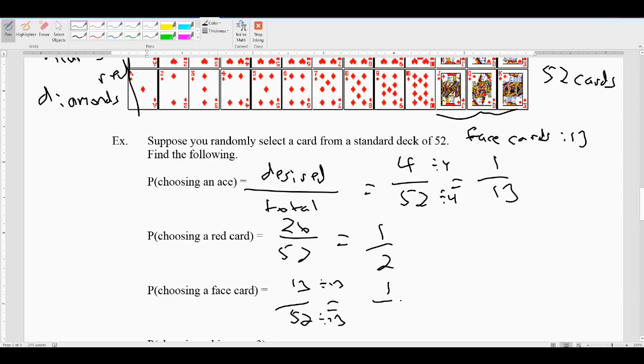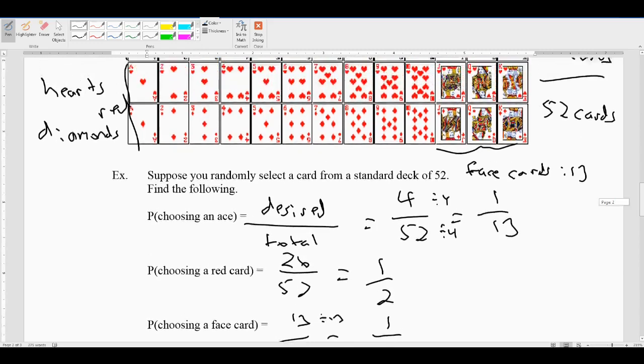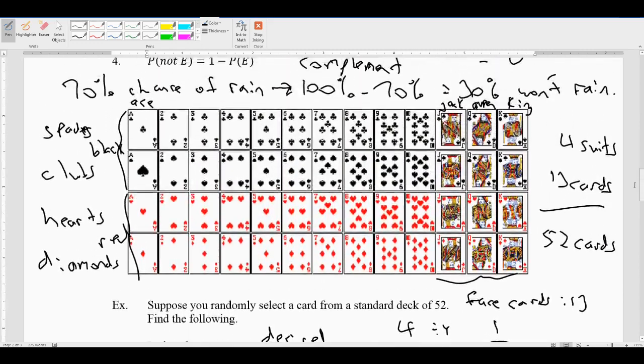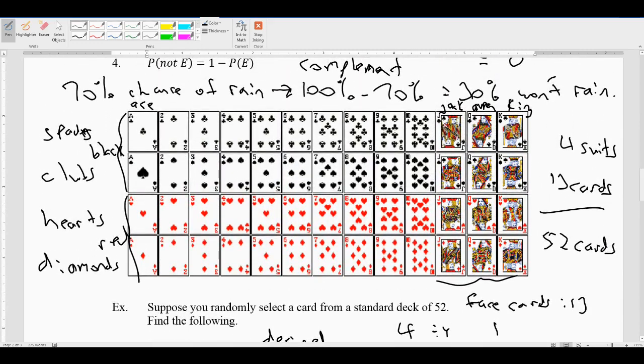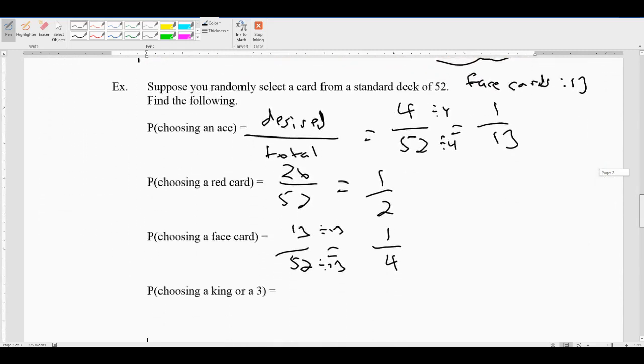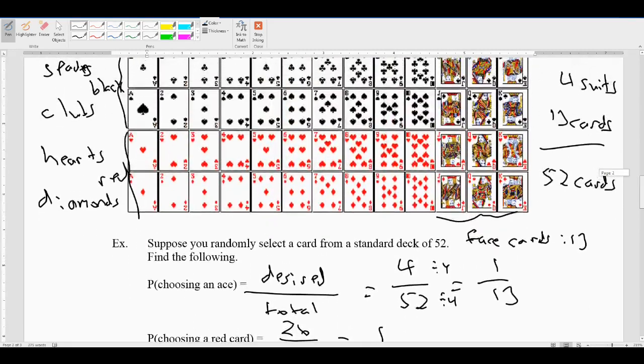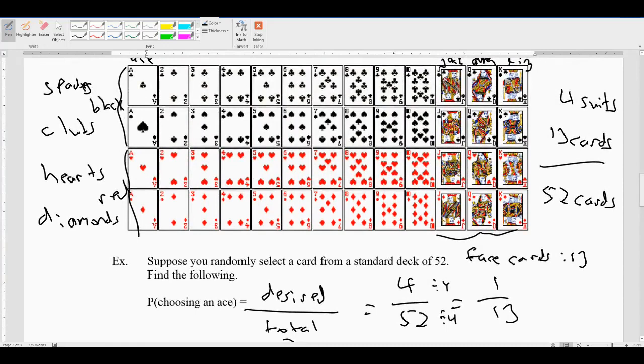13 goes in 13 one time. 13 goes in 52 4 times. There's all kinds of fractions in cards, by the way. 13 out of 52 are face cards. Well, I'm wrong. I'm not about to make this video over just for that one mistake. I gotta learn how to count.